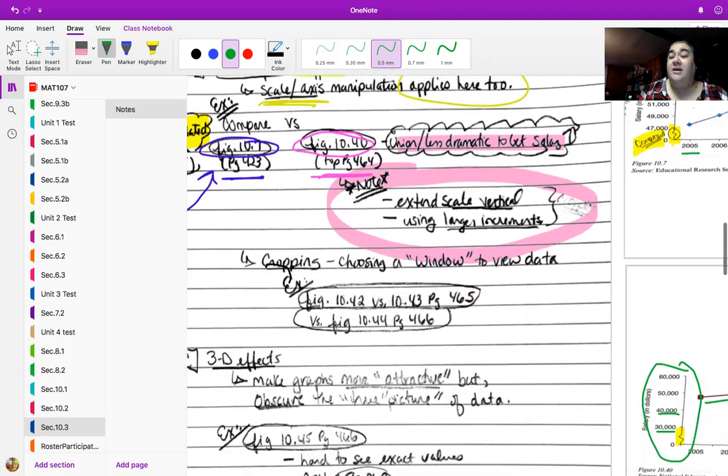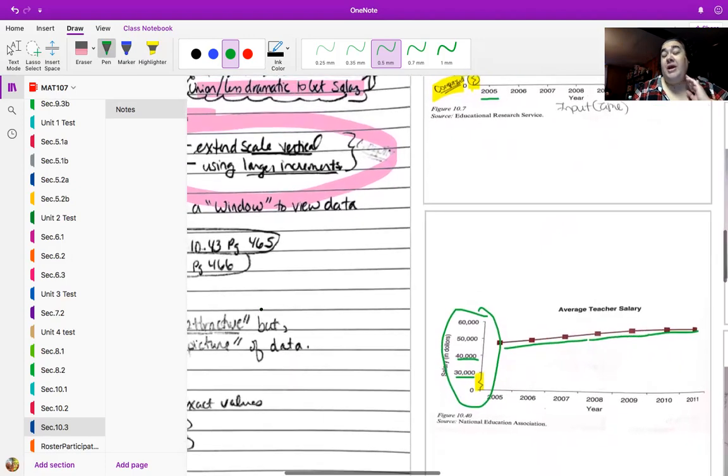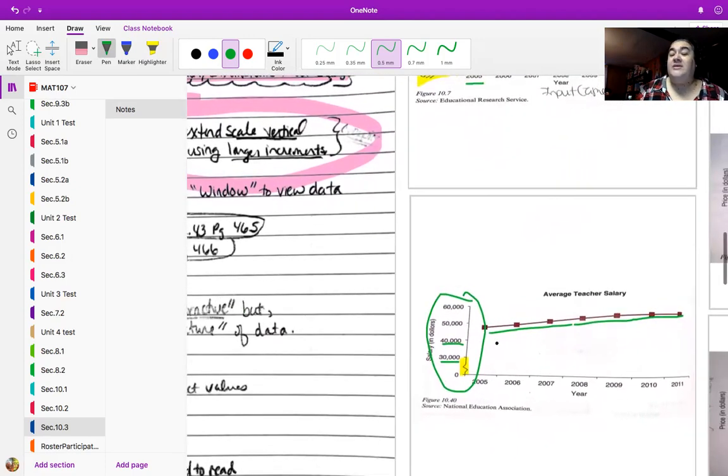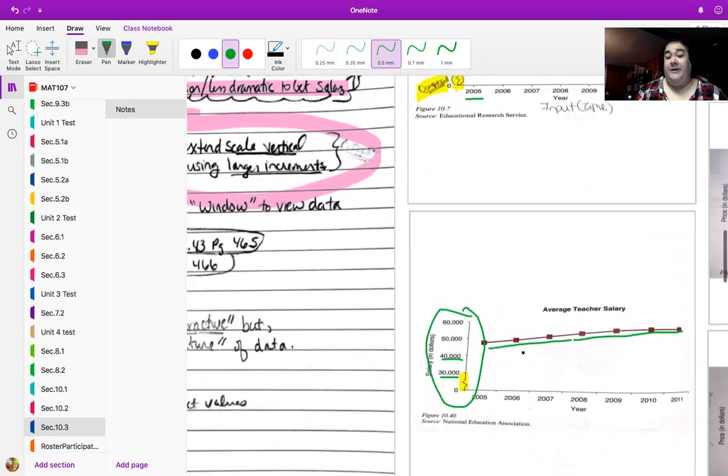Okay, so that is what's happening here, and they have done this by extending the scale vertically and using larger increments. That is what this manipulated version of the graph was doing. They extended the scale vertically by making the jumps between hash marks a lot larger, and they also used larger increments. By doing that, they created this flattening of the data, which makes it seem as if barely any change has occurred, when in reality there is change. It's still arguably necessary to pay teachers more, but there is more change than this manipulated graph is showing.